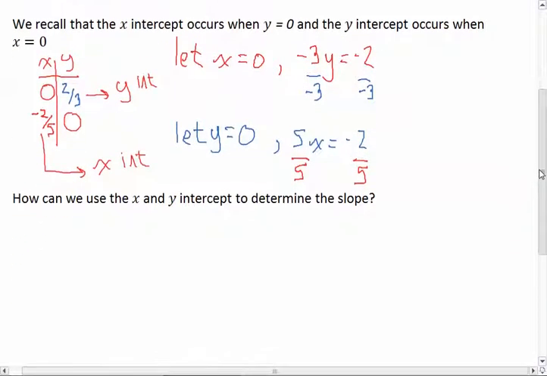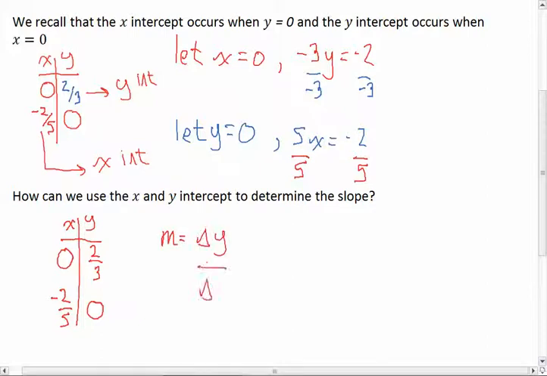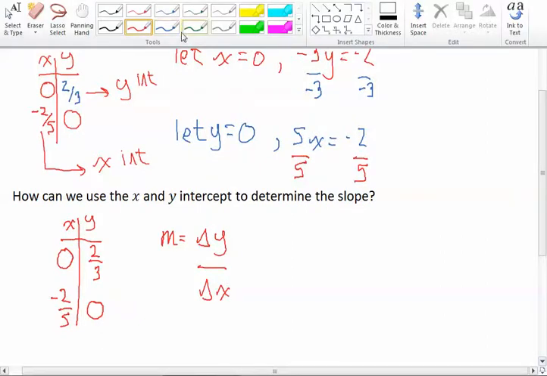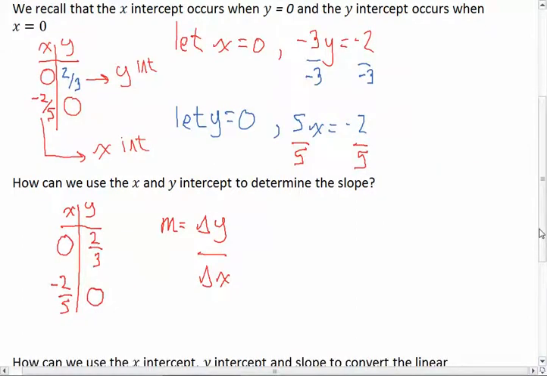So from this equation, how can we find out what the slope is? We can actually use this table of values we just created to find delta x and delta y. So we had 0, 2 over 3. And we had negative 2 over 5, 0. So remember that our slope is equal to the change in y over the change in x. So as long as we're going in the same direction, we just have to look at the changes that are taking place. So am I going too fast? Are we going okay?